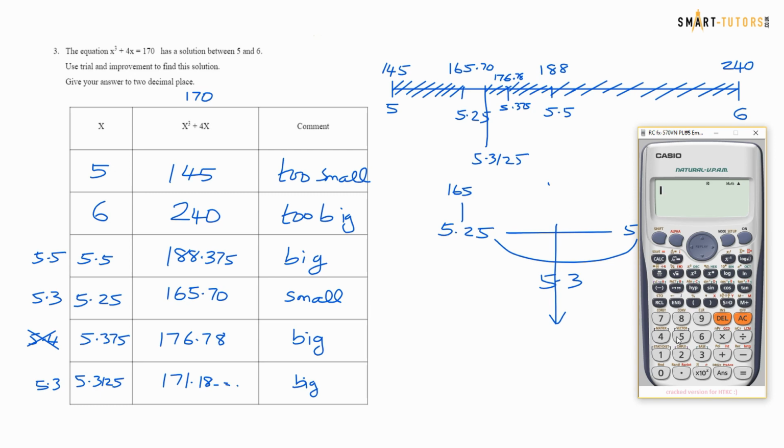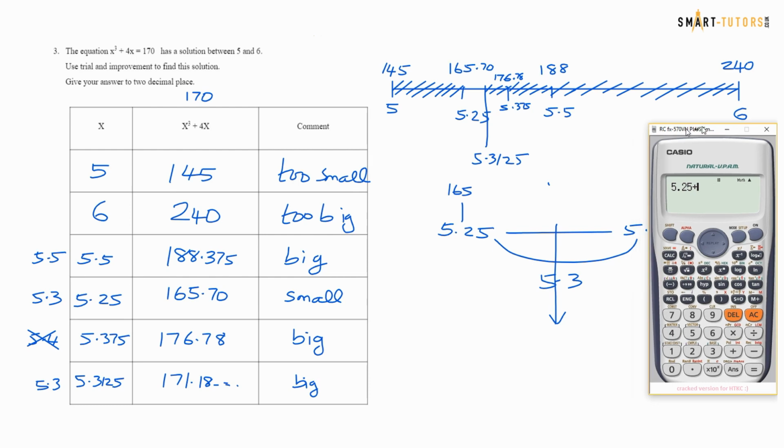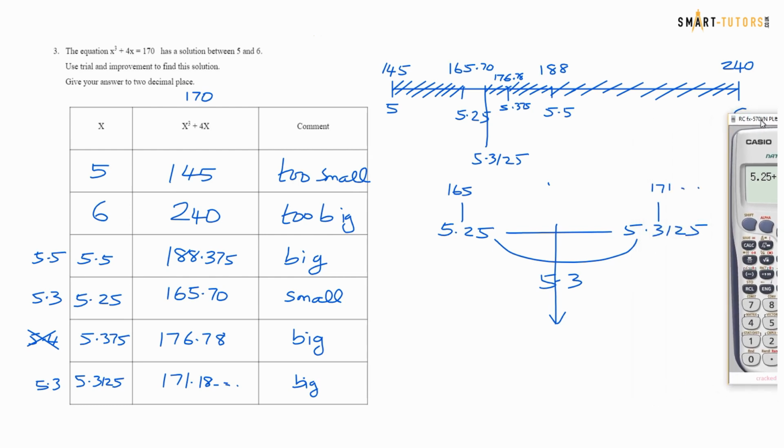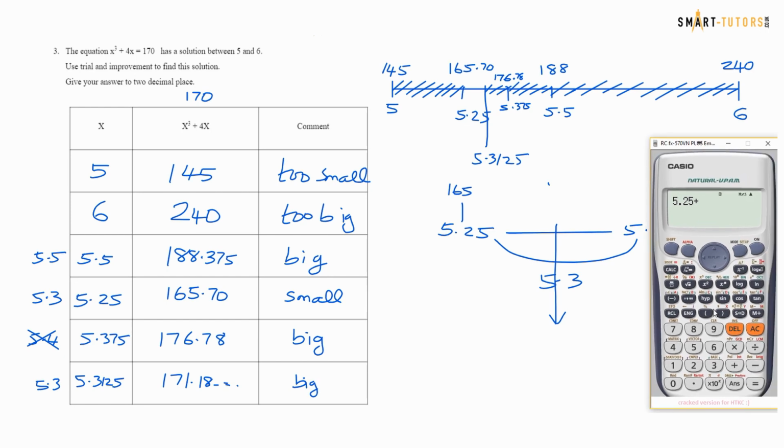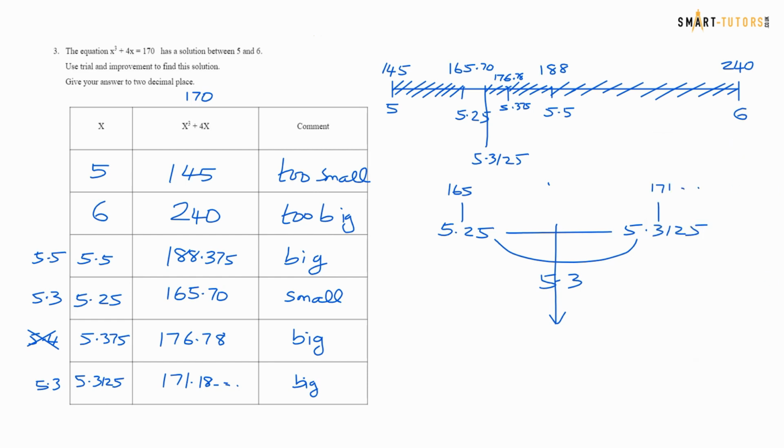So 5.25 plus 5.3125, and if I add them up and divide by 2, the answer is 5.28125. So 5.28125, that answer is in between somewhere here.